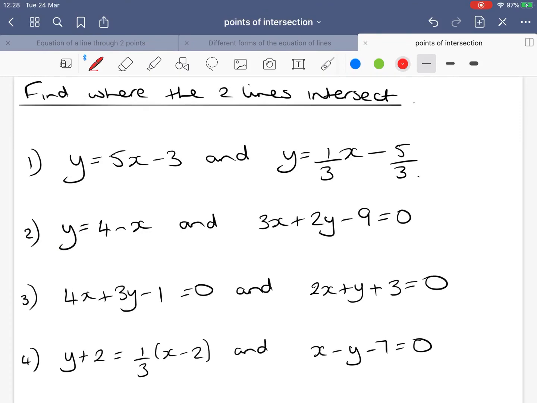Okay? Right, last little bit then. I've got 4 questions for you to have a go at. Find the point where the two lines intersect. Again, there's various different methods that you can use. Have a go and I will show you the solutions in a minute. So press pause and have a go.